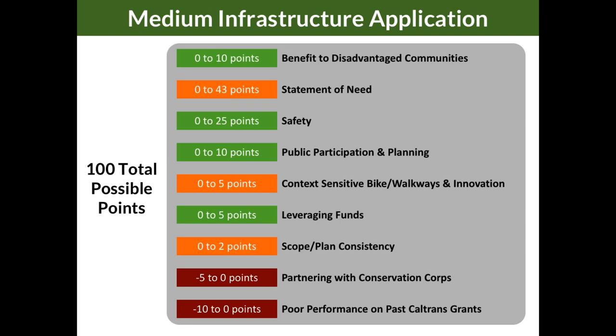So I believe in all of the application types, there is a set number of points set aside for severely disadvantaged communities. I believe that's defined as communities less than or equal to 60% of the statewide median household income. And so that will just be automatically calculated in all the applications based off of the census information that you're providing.